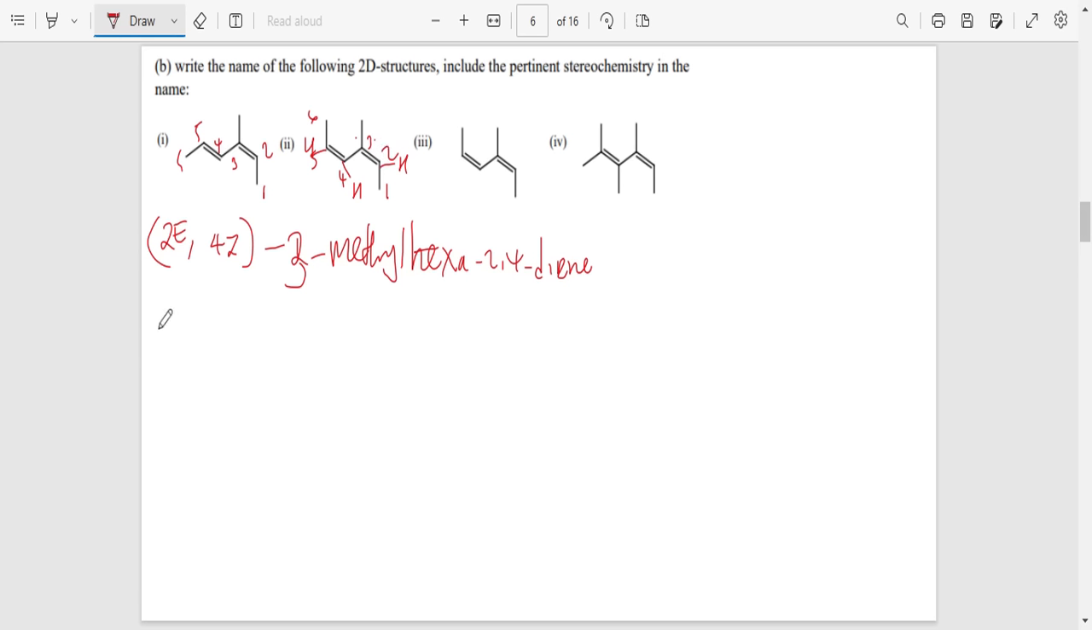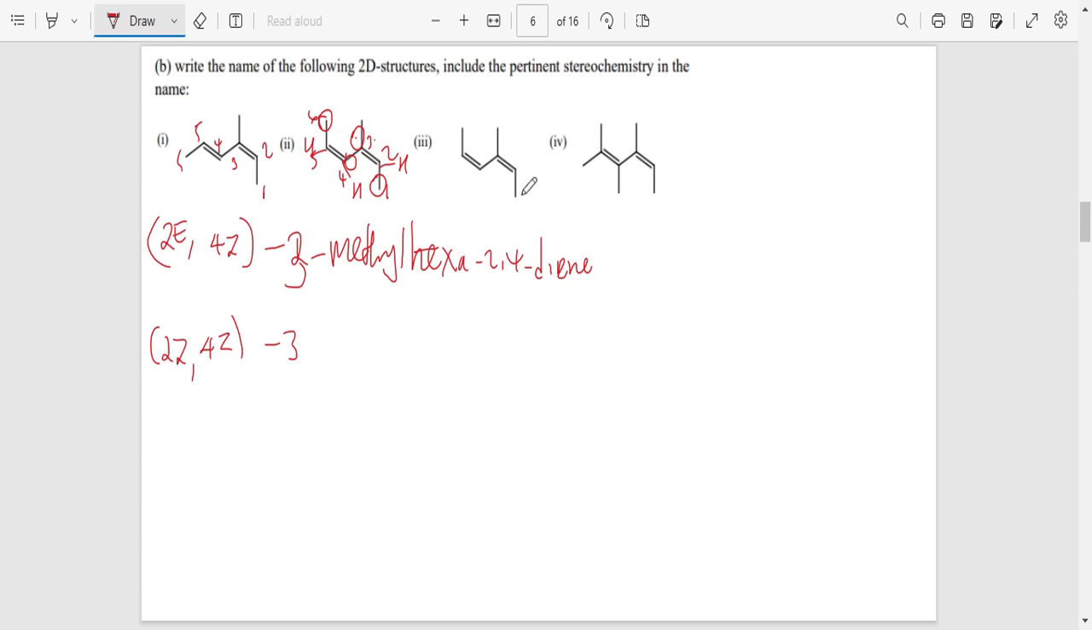So at position number 2, is this going to be E or Z? You can see the first group is here, the first group is here, they're on the same side, so that is going to be 2Z. What of this one? First group is here, first group is here, so that is going to be 4Z. So they are basically on the same sides. So that is going to be 2Z, 4Z. And then at position number 3, I've got a methyl. So basically the name is the same: 2Z, 4Z, 3-methyl hexa-2,4-diene.